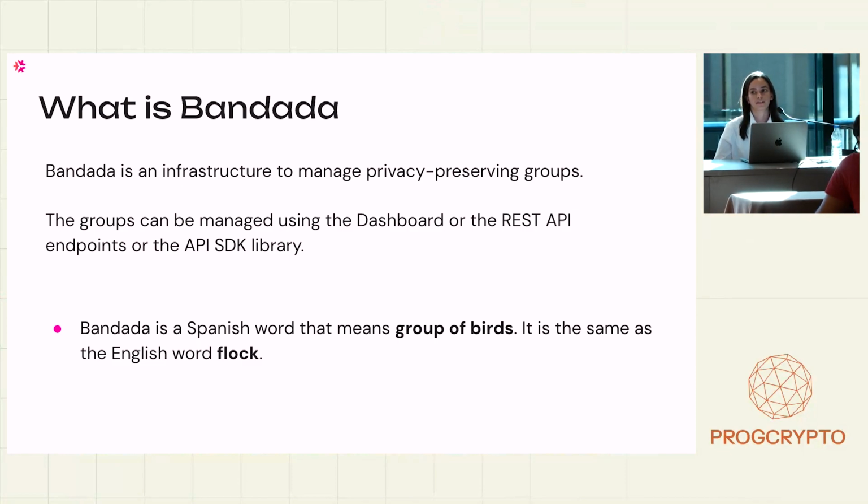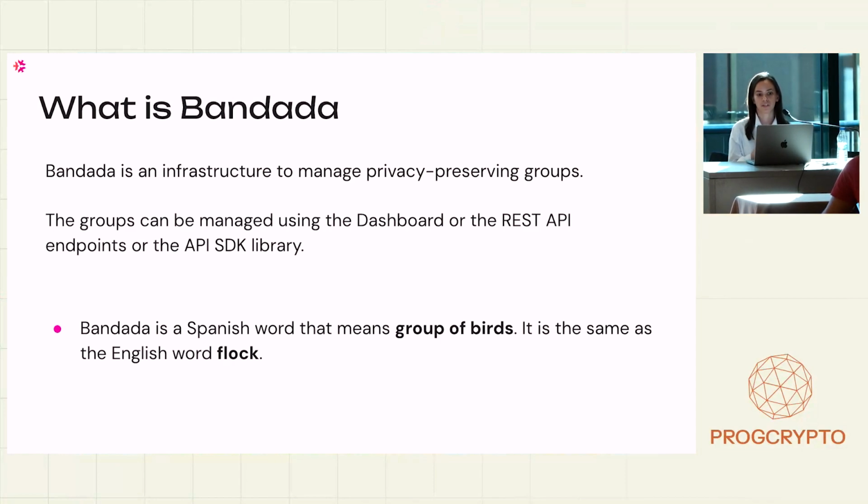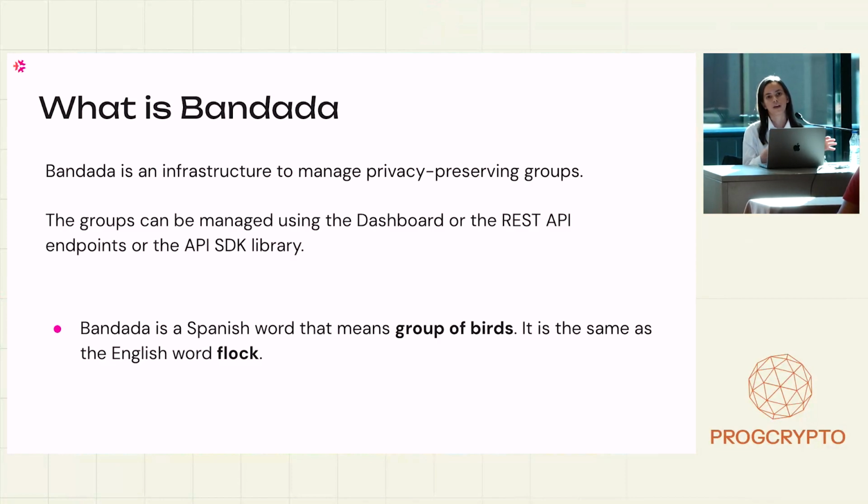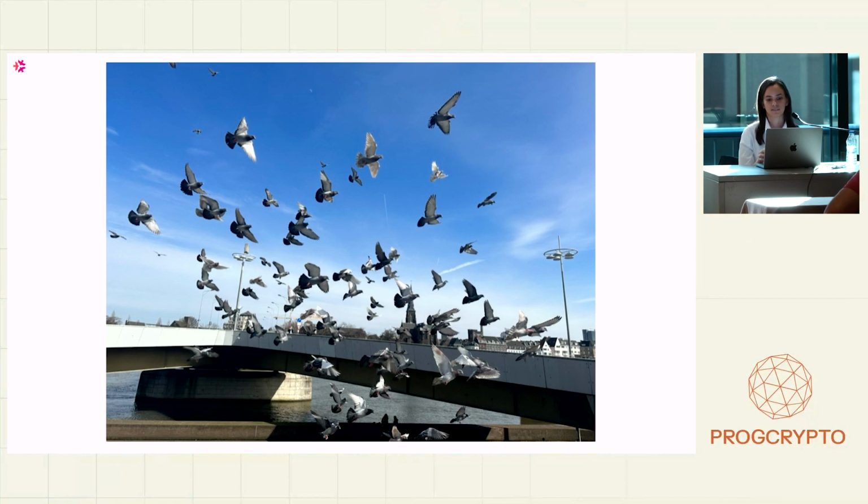Let's start with what is Bandada. Bandada is an infrastructure to manage privacy-preserving groups. The groups can be managed using the dashboard app, or using the REST API and endpoints we have, or the API SDK library too. And Bandada is a Spanish word that means a group of birds. It's the same as the English word flock. And this is a picture I took some months ago. So this is a real Bandada.